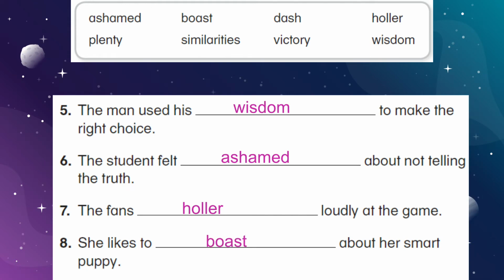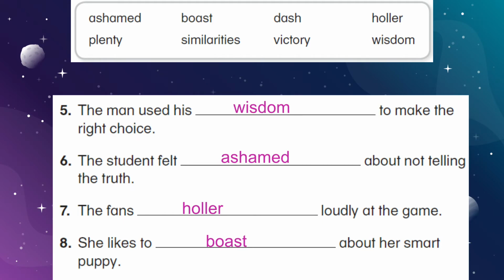Five, the man used his blank to make the right choice. Dash, boast, victory. No, the man used his wisdom to make the right choice. 6, the student felt blank about not telling the truth. Felt ashamed, of course.